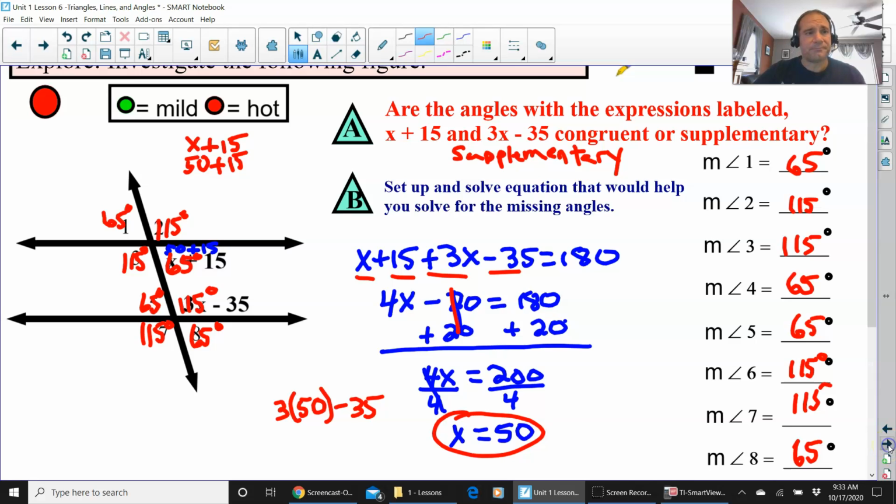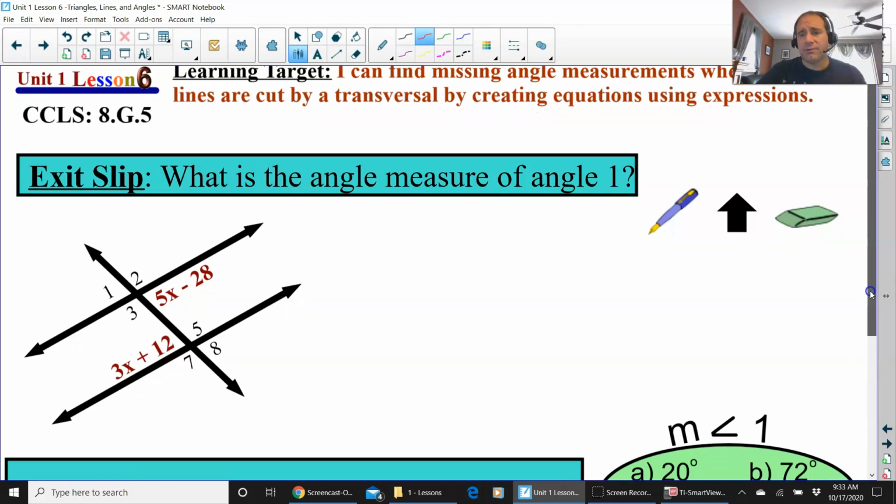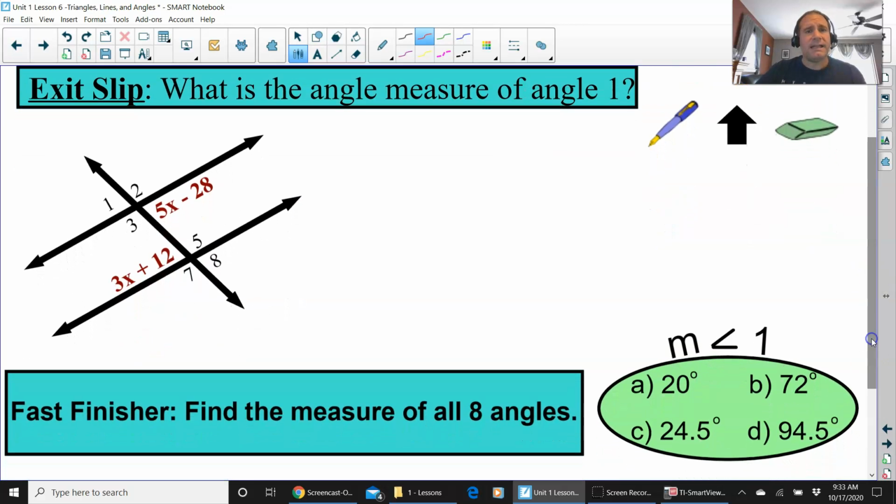All right, we are on to our exit slip right here, and it's just asking find the measure of angle 1. Go ahead, create your equation, and find the measure of angle 1. Do the fast finisher also. Find the measure of all 8 angles, because if you find one angle, the rest of them are pretty easy. Go ahead, we'll come back and review this problem. Press pause now.